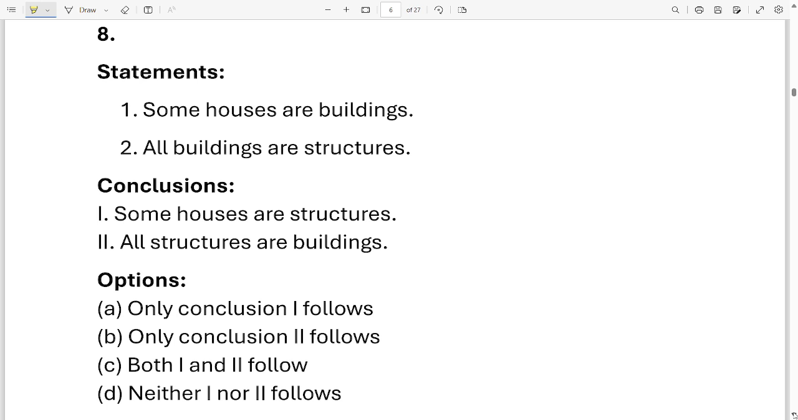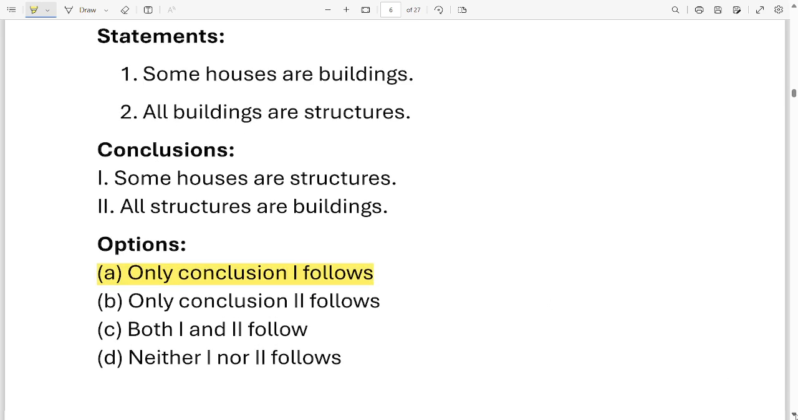Now go through your statement once again. Go through your conclusion and choose the correct option. It is only conclusion 1 follows. Okay. Let's move on to the next one.